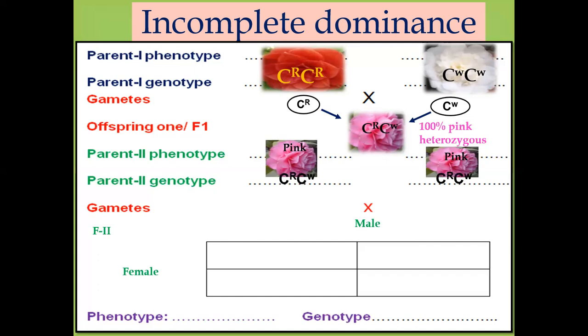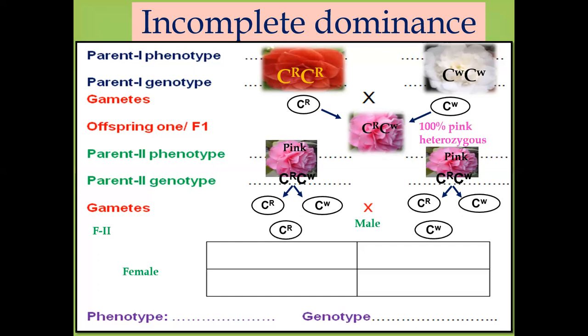So the male plant will produce two different types of pollen grain, CR and CW, while the female plant will produce two different types of gametes, CR and CW. To calculate their F2 generation by the Punnett square, we're going to use that Punnett square with, on one side, the male gamete, while on another side, the female gamete.